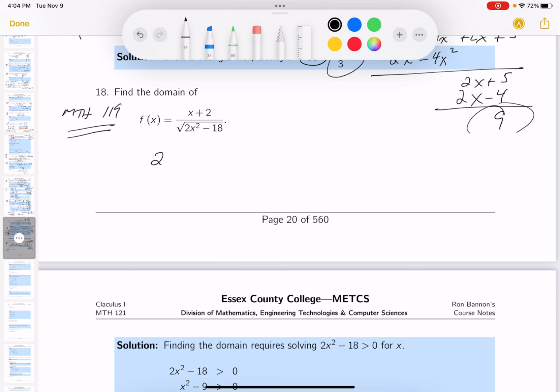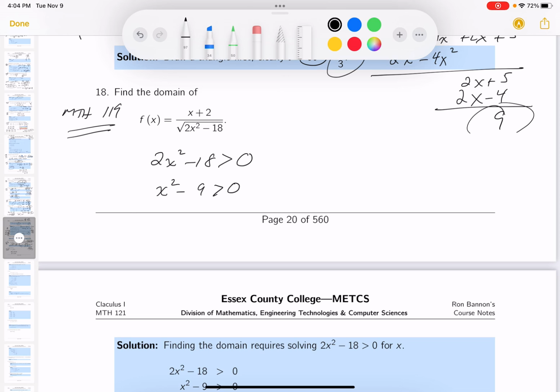So 2x squared. This is the radicand. What do I know about it? The radicand can't be 0 because it would be division by 0. But more importantly, the radicand must be greater than 0. It can't be negative in a real number system. I'm going to try to solve that by dividing both sides by 2. I get x squared minus 9 is greater than 0.